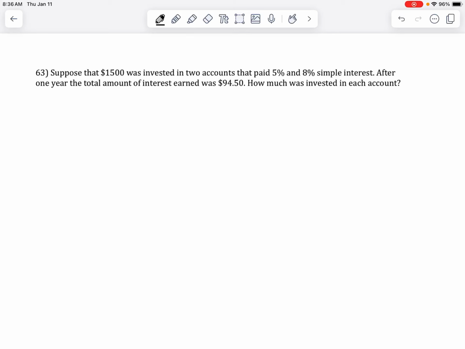All right, suppose that you have $1,500 and you want to invest it, and you found one account that will pay 5% and the other 8% simple interest. So, in other words, basically after a year, they will pay you your 5% or your 8%, depending on which account. So, I'm going to let X be the money that's in the 5% account, and Y will be the amount that goes into the 8% account.